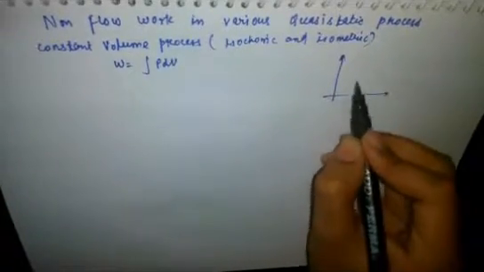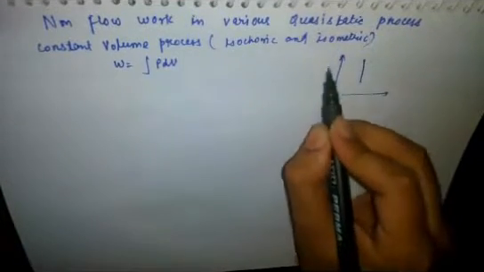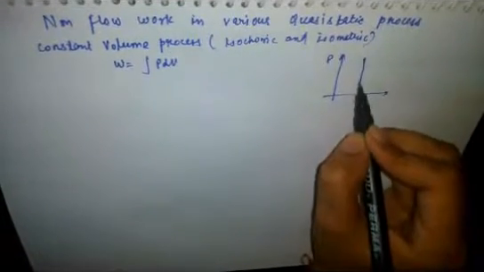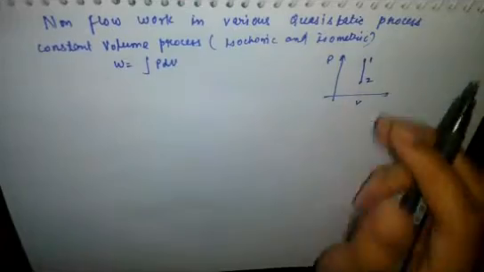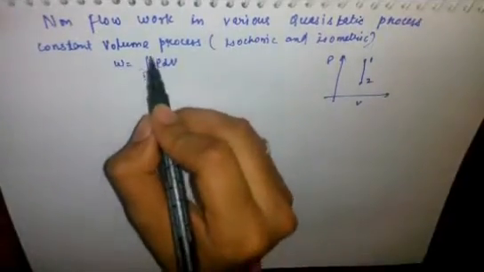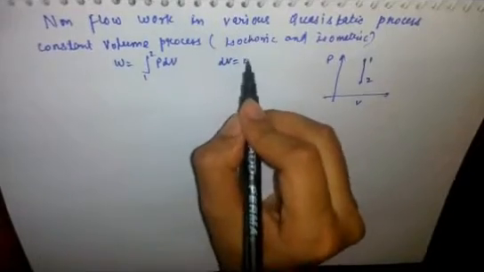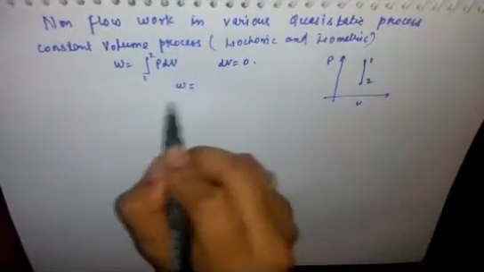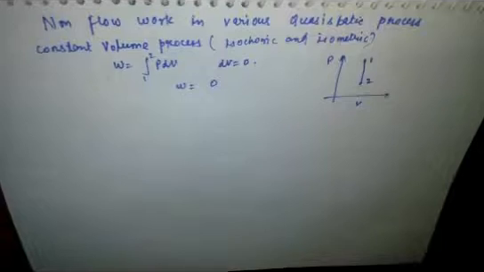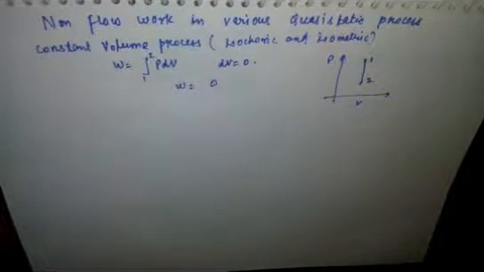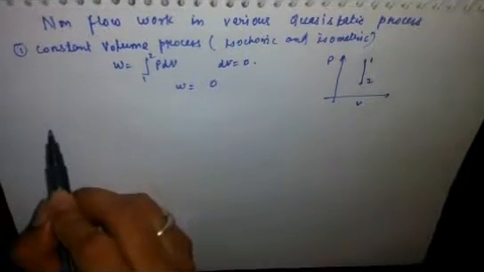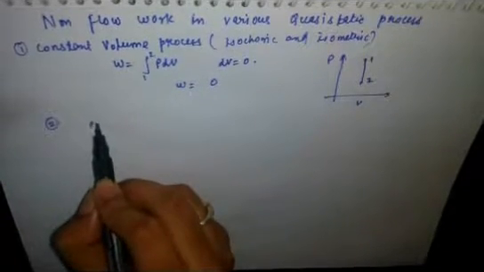If we draw the graph, this will be the P-V diagram, points 1 and 2, and this will be constant, so 1 to 2. Now since it is a constant volume process, dV will be equal to 0, so work done will be 0. So work done will be 0 for a constant volume process.